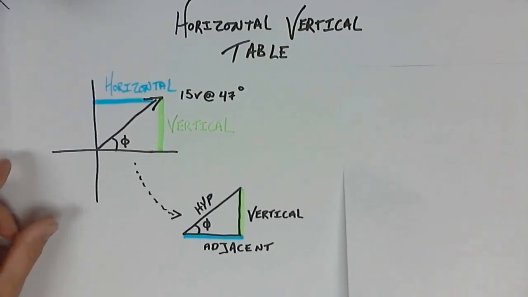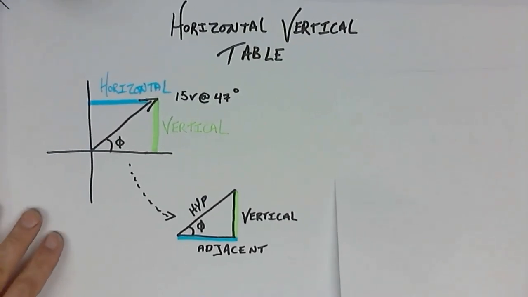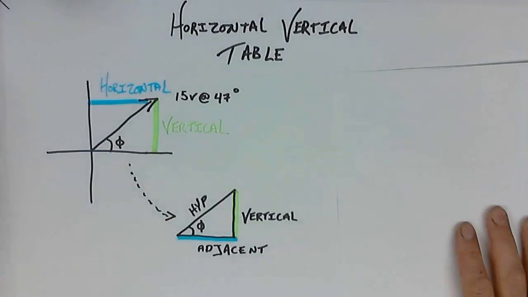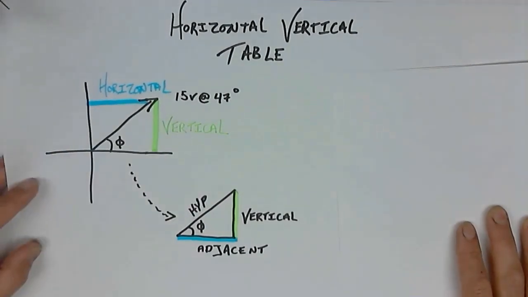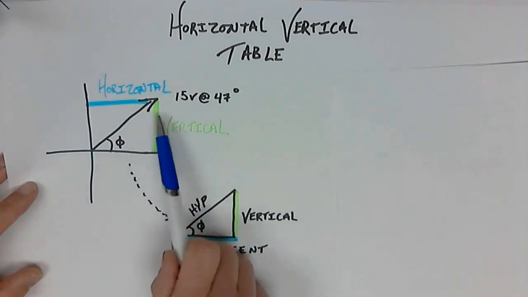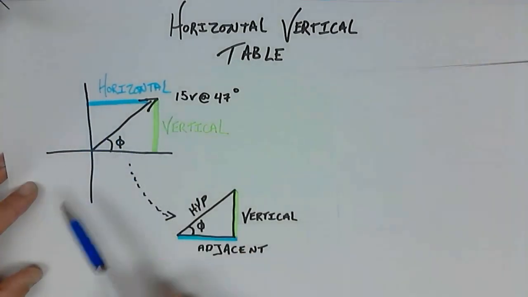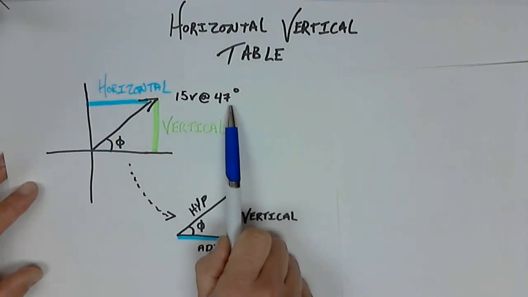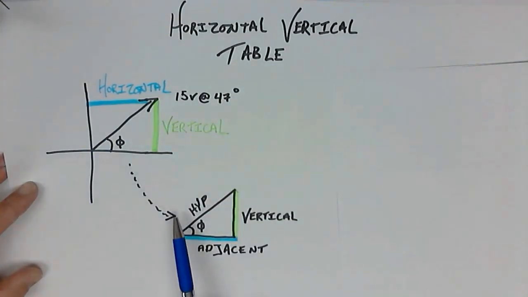All right, HV tables utilize a little bit of trig background. So here is the process or the rationale behind what we're doing with the HV table. The first thing we want to realize here is that every phasor has a vertical and a horizontal component. So 15 volts at 47 degrees, and they make up a triangle, right? Hypotenuse is the magnitude, and there's my angle, which would be 47 degrees.